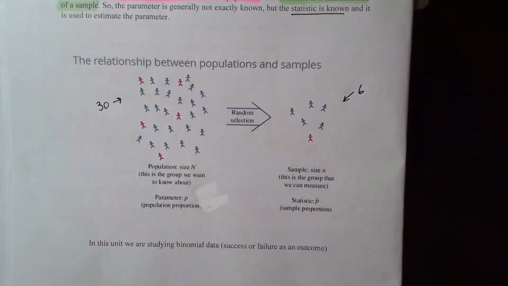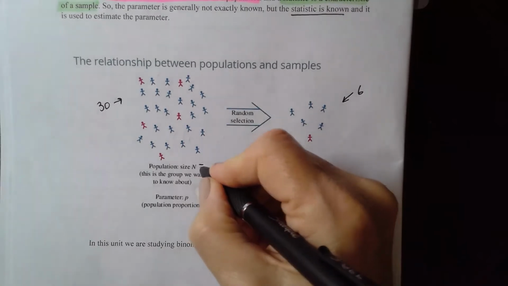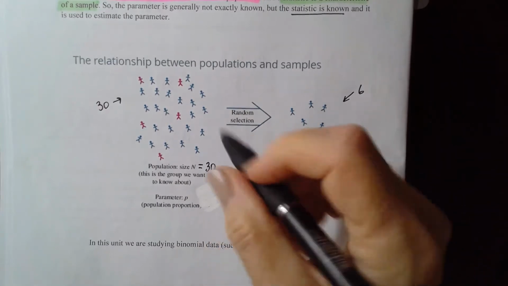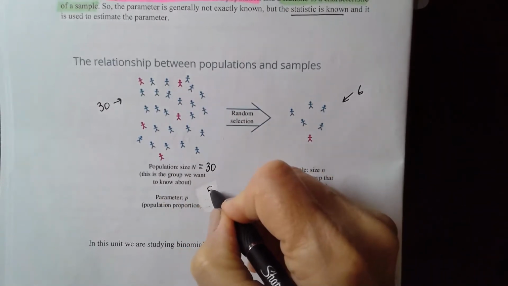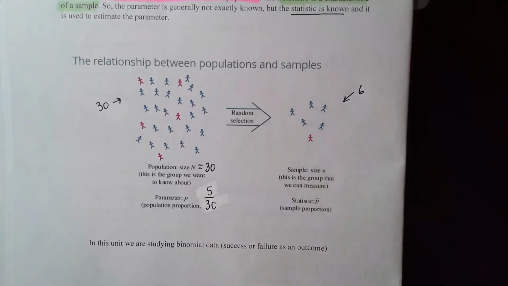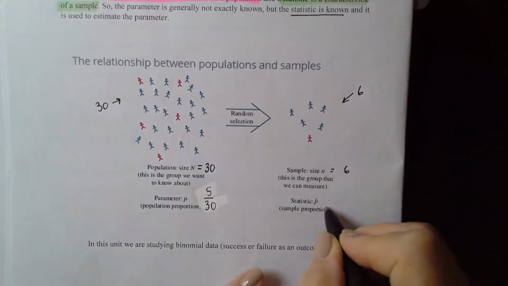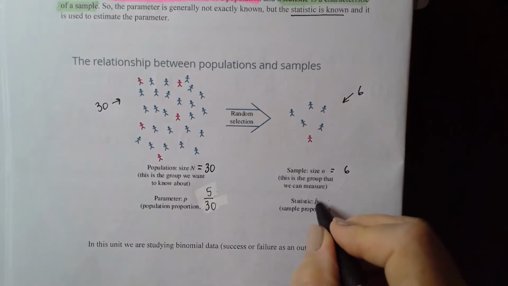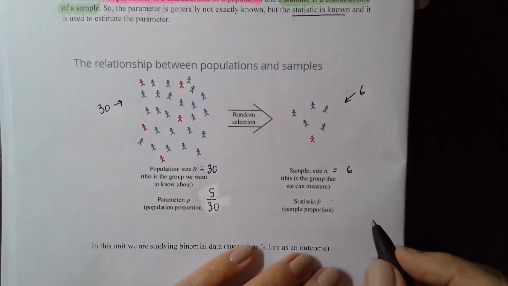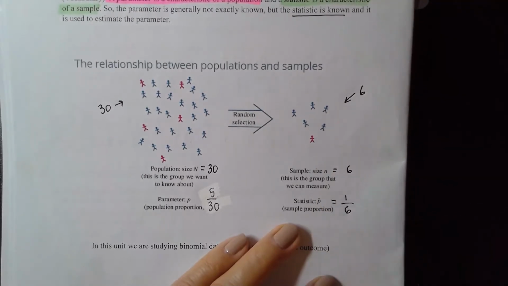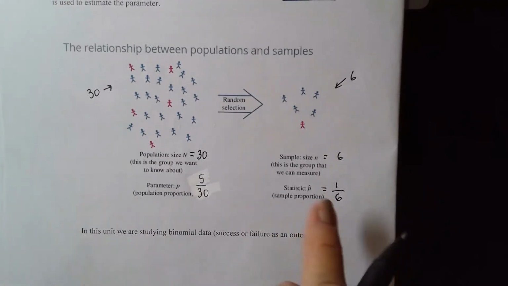So there are 30 little people here. The population size N is 30. And the population parameter is, well, there are 1, 2, 3, 4, 5 red, or pink, people out of 30. Over here, the little n is the sample. So we did a random selection of 6. And the statistic, the proportion, p hat we call it, with that little tiny hat on top, like it's got a hat on its head, is 1 pink person out of 6. Okay, so that's the difference between a parameter and a statistic.